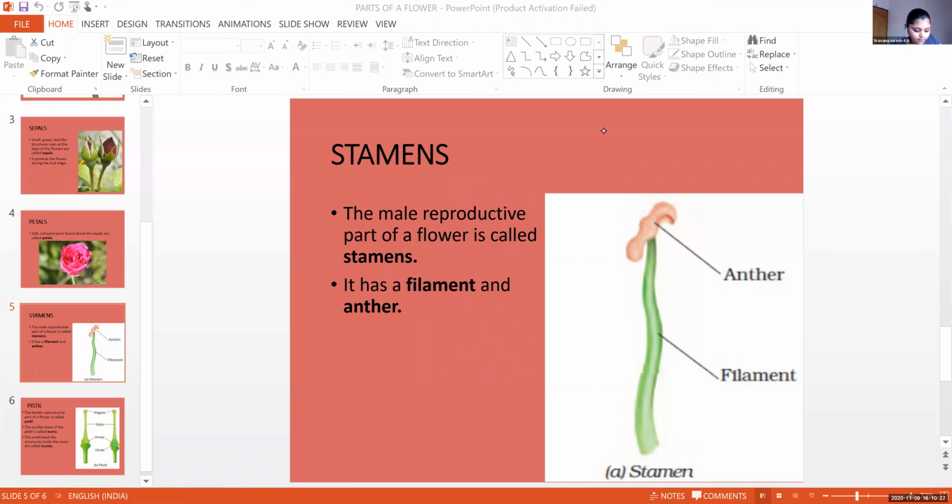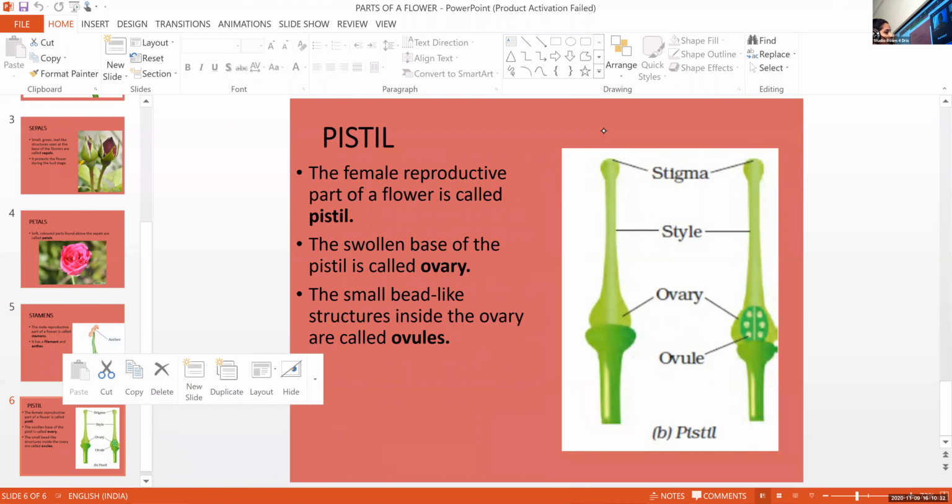Shall we move on to the pistil? Yes, ma'am. Next one is pistil. The female reproductive part of a flower is called pistil.